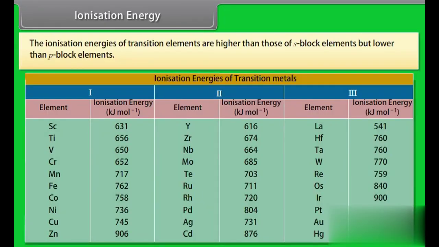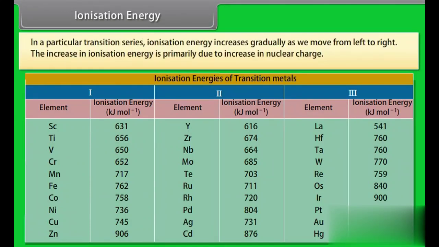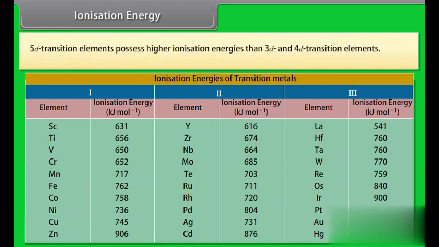Ionization energy. The ionization energies of transition elements are higher than those of s-block elements but lower than p-block elements. In a particular transition series, ionization energy increases gradually as we move from left to right. The increase in ionization energy is primarily due to increase in nuclear charge. 5D transition elements possess higher ionization energies than 3D and 4D transition elements. This is due to the greater effective nuclear charge in these elements because of the ineffective shielding of the nucleus by 4f electrons.